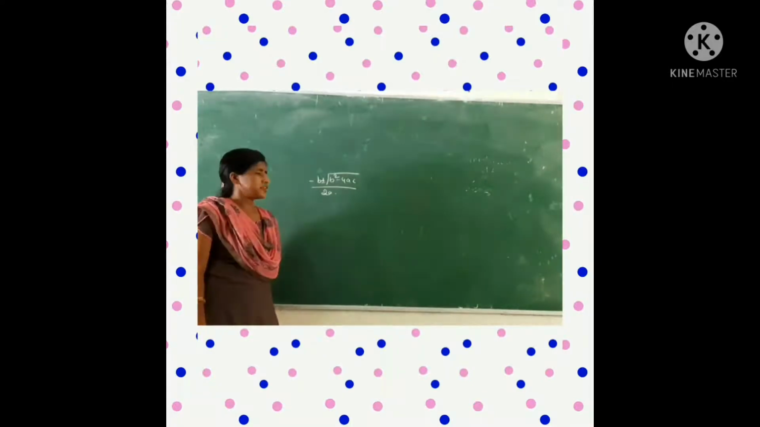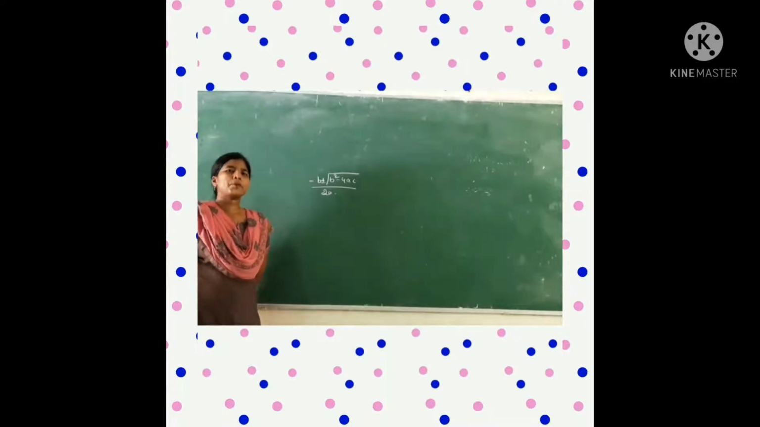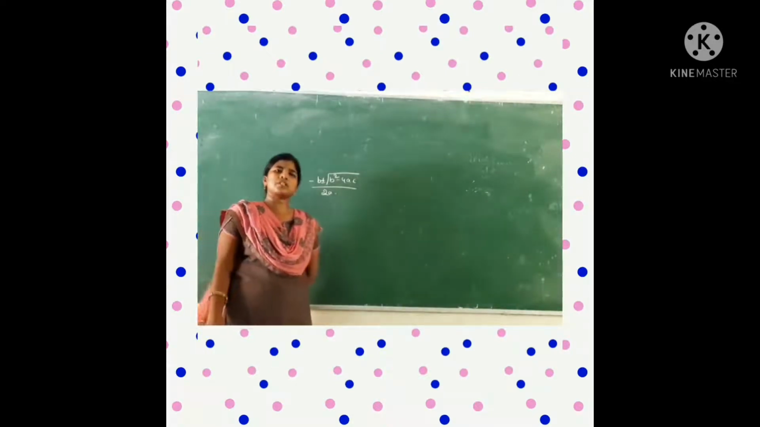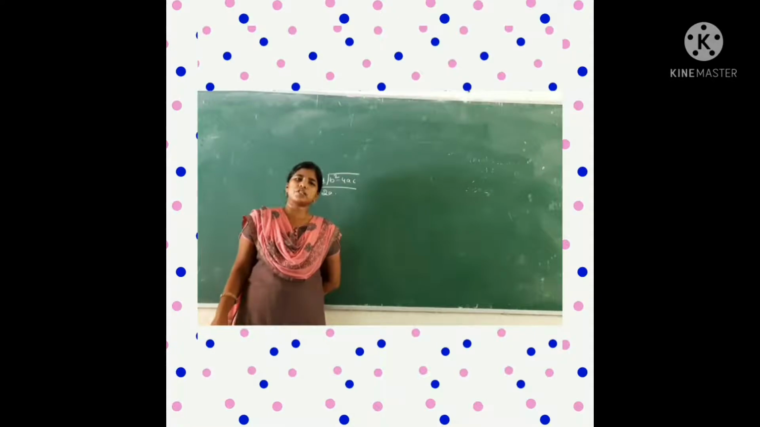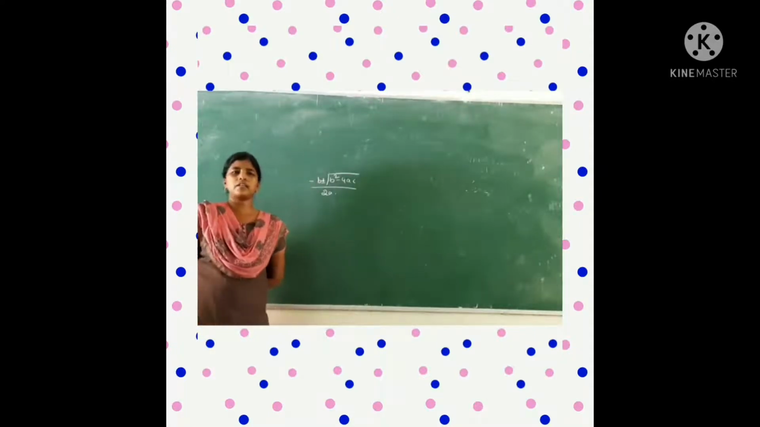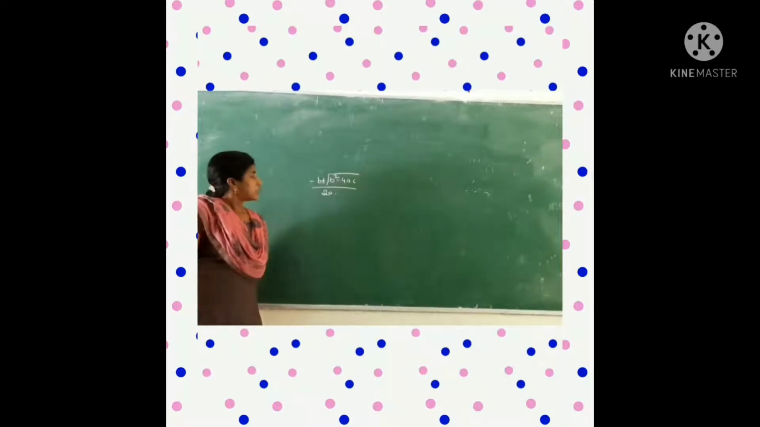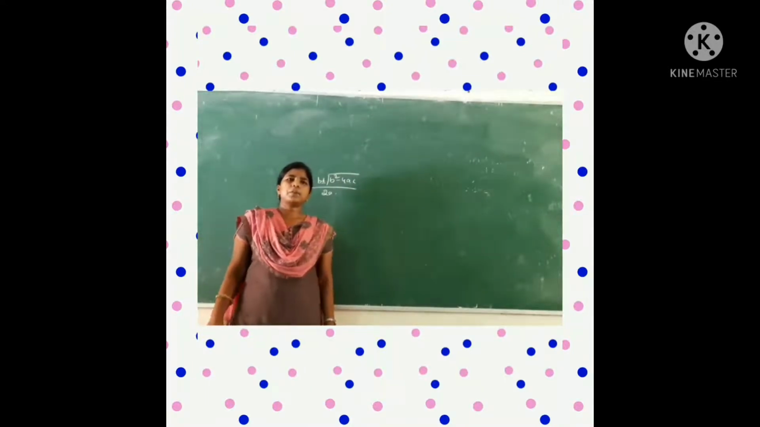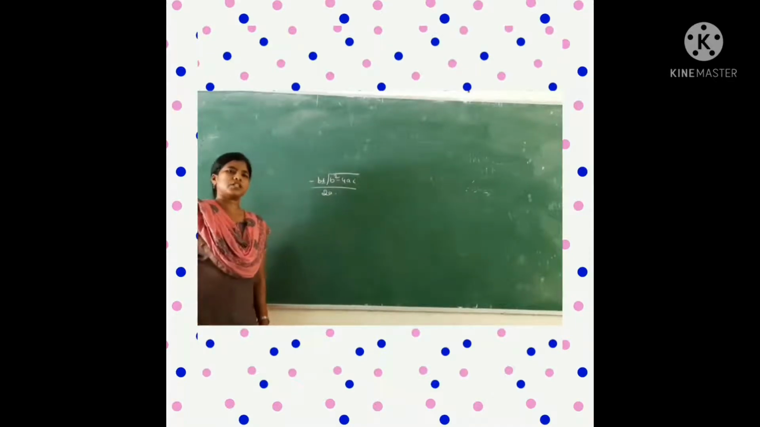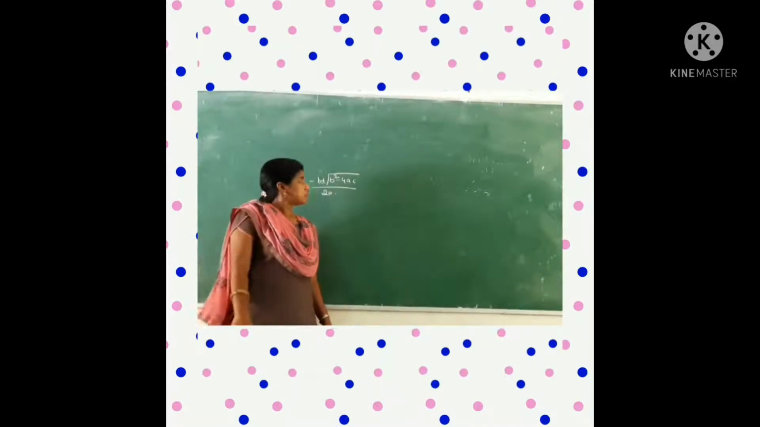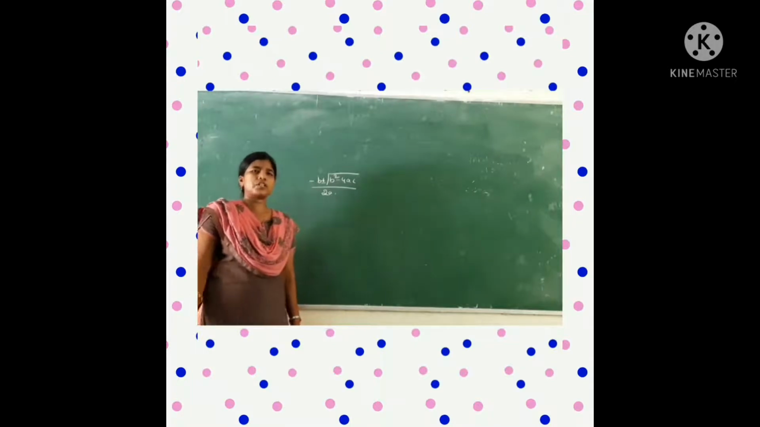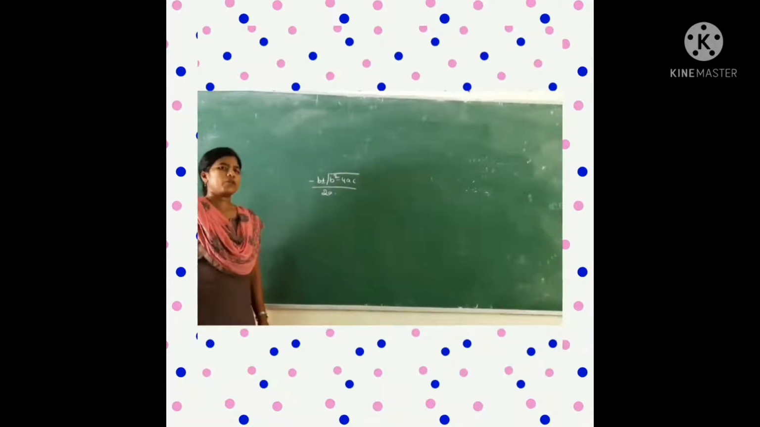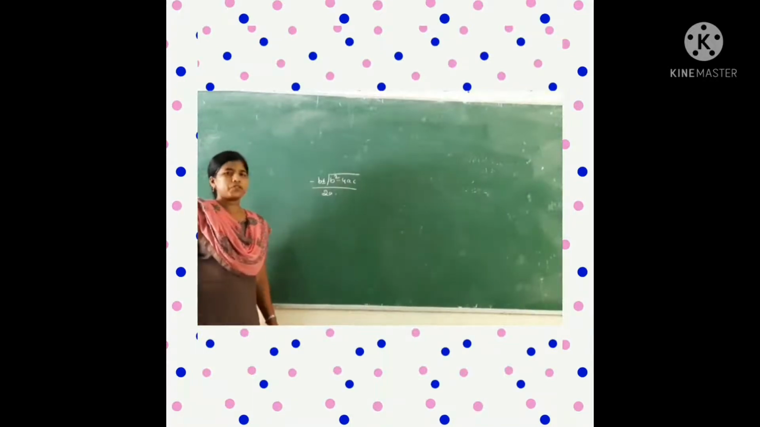Okay. Another one we learned is the sum of the roots. What is the sum of the roots? Alpha plus beta is equal to minus b by a, and the product of the roots is c by a. Okay. And next we learned maximum and minimum of the quadratic equations, and common roots of the quadratic equation. Now we will solve some problems.